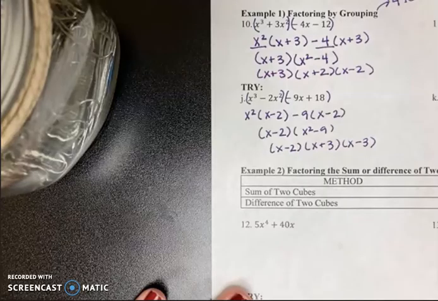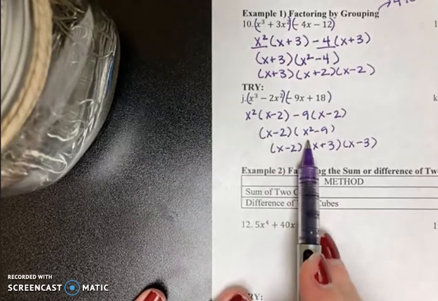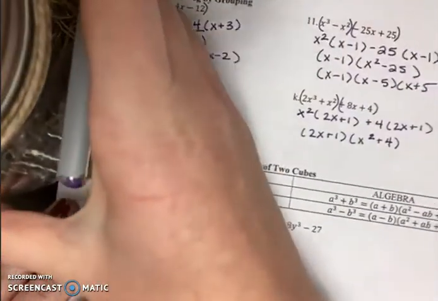J was pretty similar to 10 and 11, so hopefully that went off without a hitch. You would end up with x minus 2 times x squared minus 9, and you did have to factor further in order to factor it completely. However, K was a bit different.